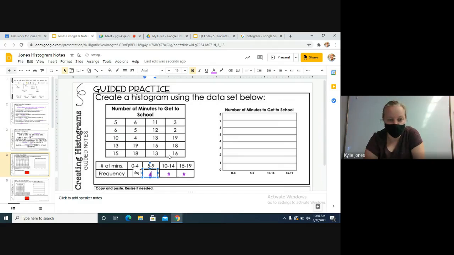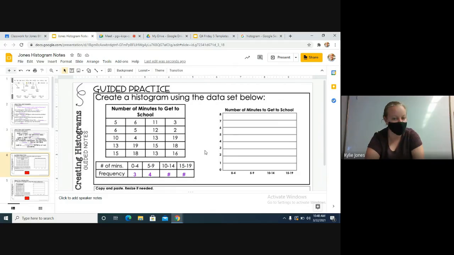Good. Try 10 through 14 and 15 through 19 on your own. I'll give you guys about 30 seconds to count those up and write those ones down. Does it show a certain box there? No, they're kind of random in the thing, so you've got to count through them.